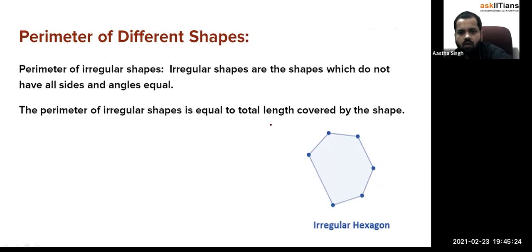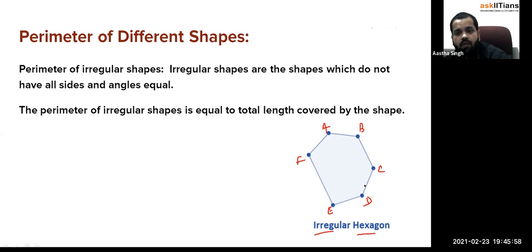Now comes the perimeter of irregular shapes. Till now we have studied the perimeter of regular shapes. Suppose an irregular shape is there. For example, in this diagram, with points A, B, C, D, E, F. Basically, six sides are there, so it is a hexagon, but an irregular hexagon.